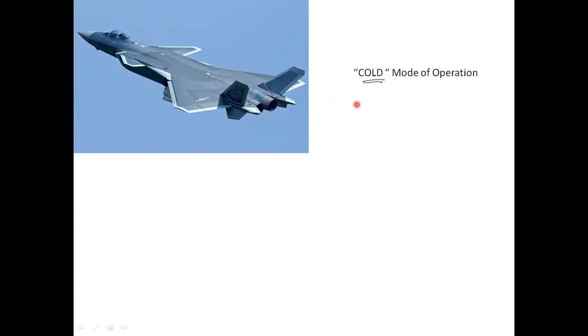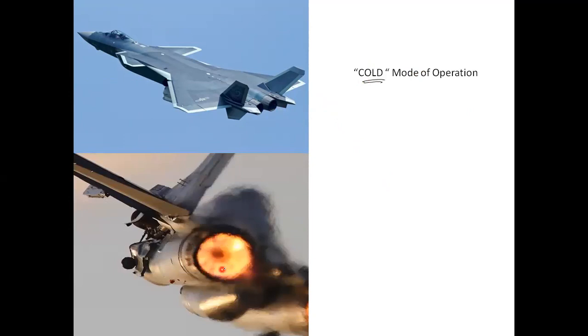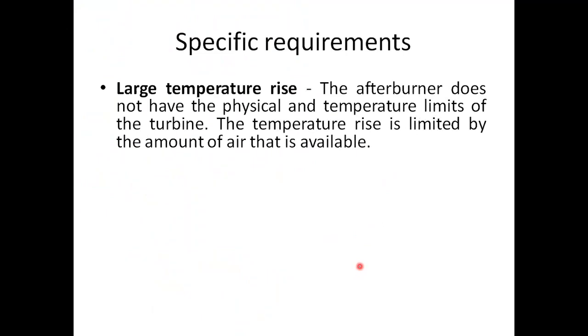Very favorite DGCA question. If you are using the afterburner, you can clearly see the flame at the exhaust of the engine. That will be called the hot mode of operation. So when you are using the afterburner, it is called the hot mode of operation. Some specific requirements need to be met. First one is the large temperature.